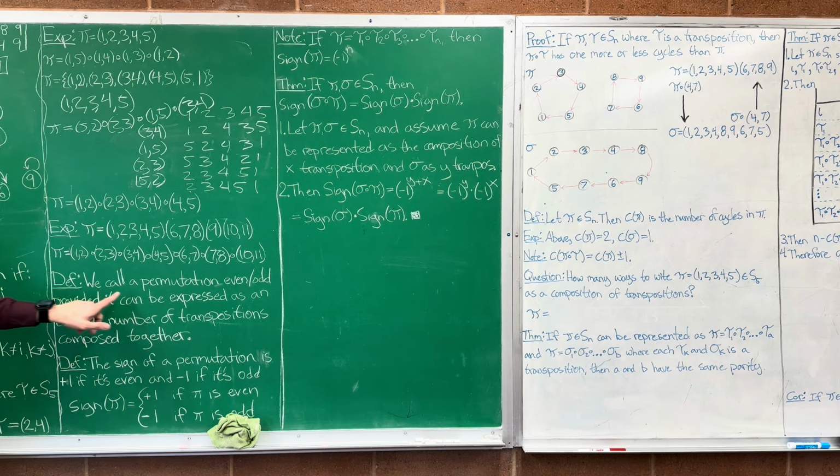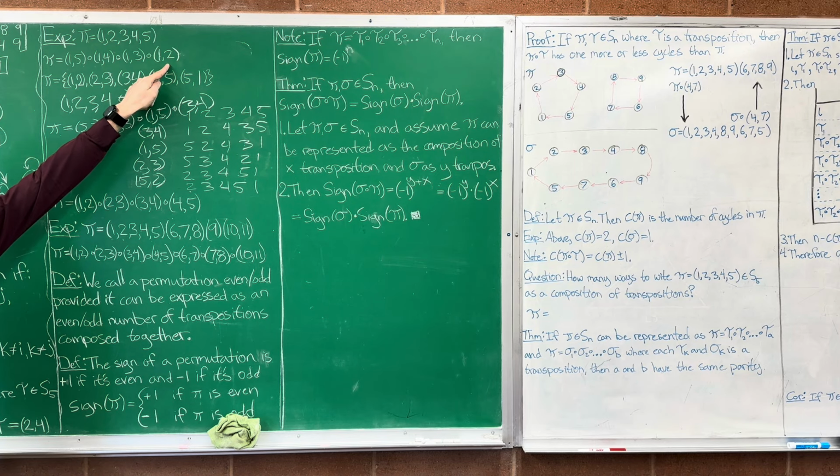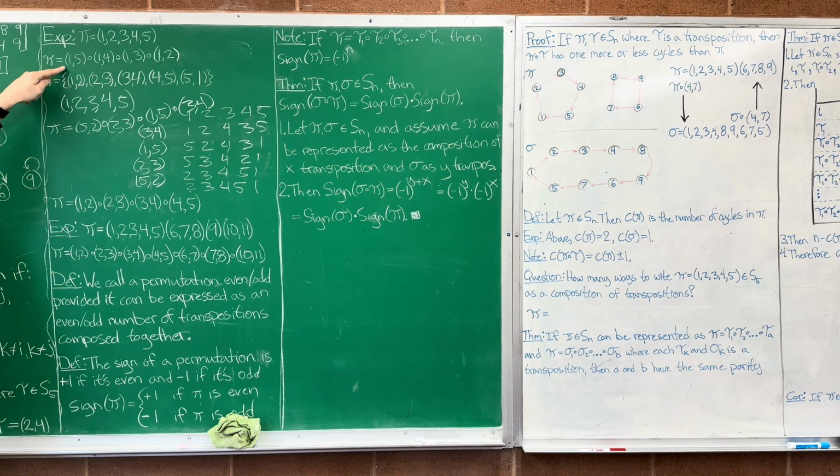So first off, we call a permutation even or odd, one of the two, provided it can be expressed as an even or odd number of transpositions composed together. So let's see, this one up here, how many transpositions did it use to get pi here? It happened to use 4. So always and forever, no matter how many ways you come up with representing this as transpositions, it's always going to be an even number of swaps. You could have used 4, 6, or 8. But it would have been impossible to create pi here using 7 swaps. Couldn't have done it. We're going to prove that.